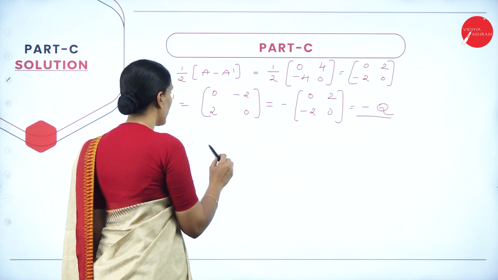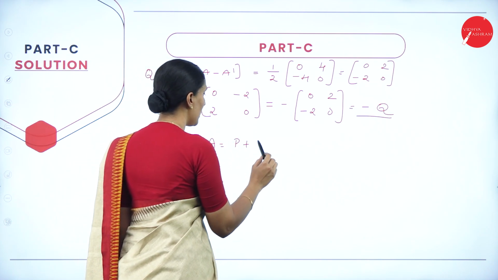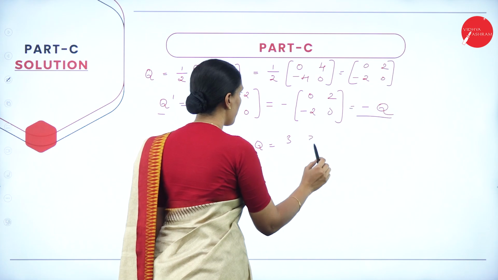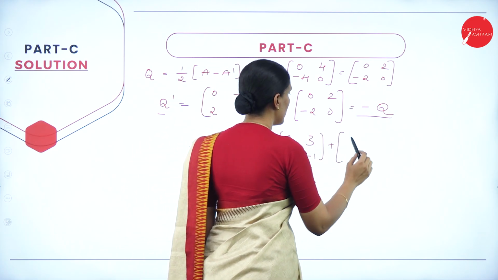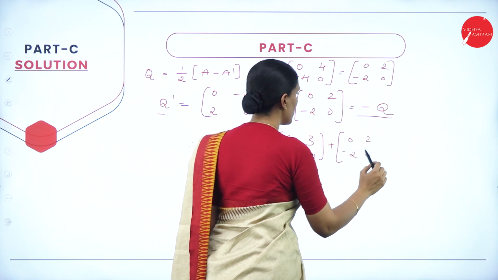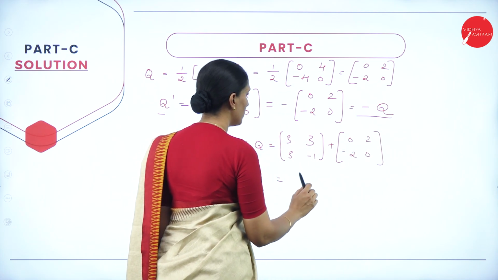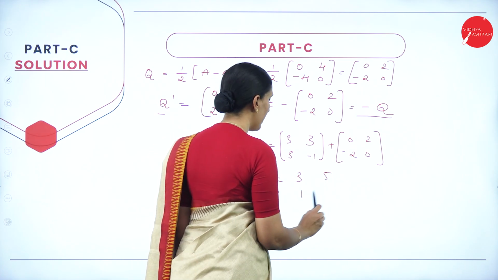So therefore, A is equal to P plus Q. That is, 3, 3, 3, minus 1 plus 0, 2, minus 2, 0, which is equal to 3, 5, 1, minus 1.